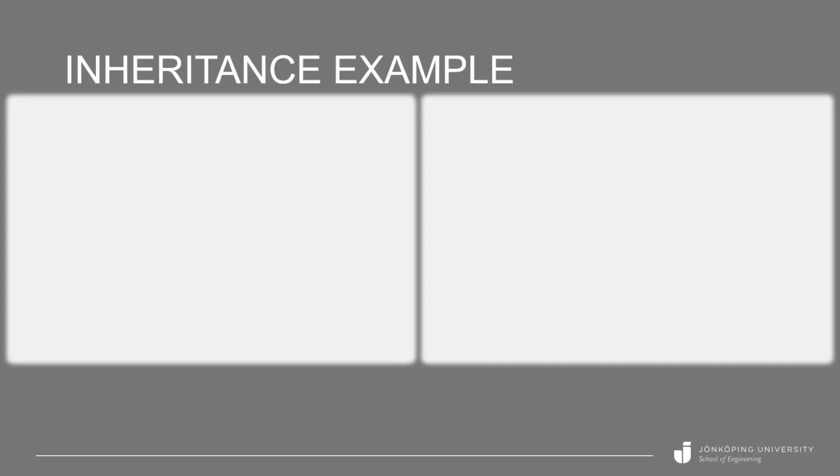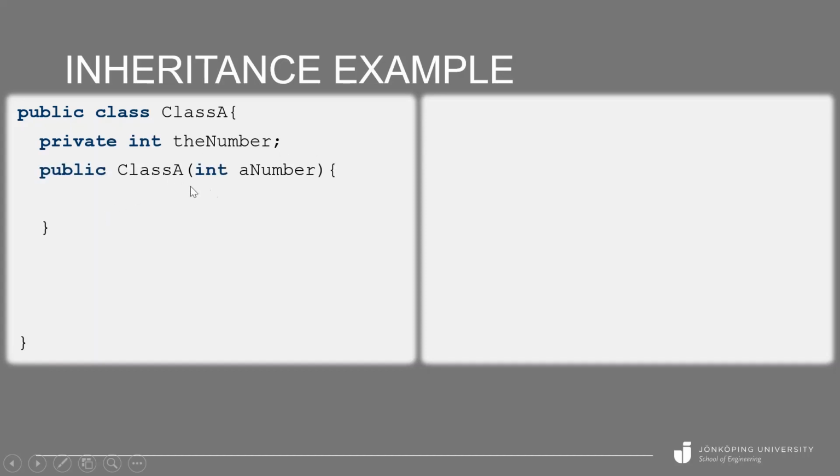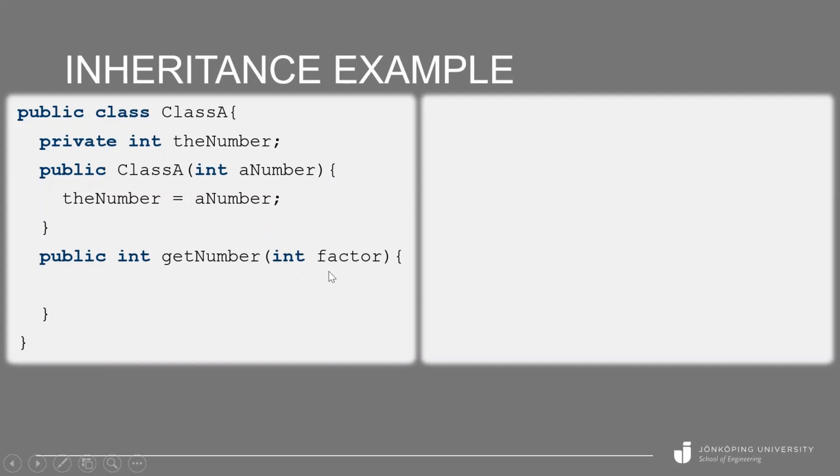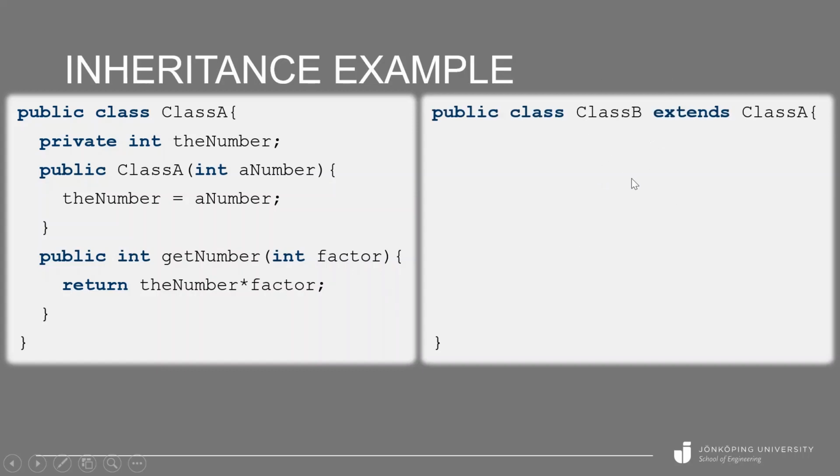So let me show you an example of inheritance. Here to the left we will have the superclass, and here to the right we'll have the base class. The superclass is called class A, and it has an instance variable, the number. It has a constructor here that receives a number, and it assigns the number. And then we have this method here to do some work with the number up here. And then here to the right we have the base class, which inherits from the superclass, class A.